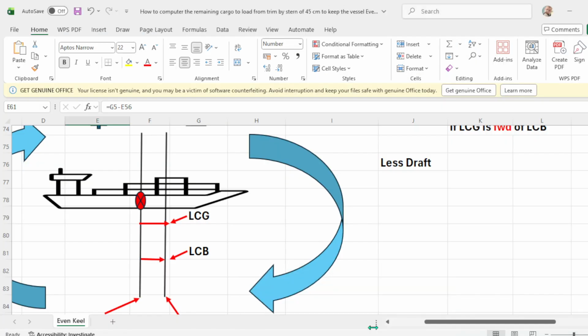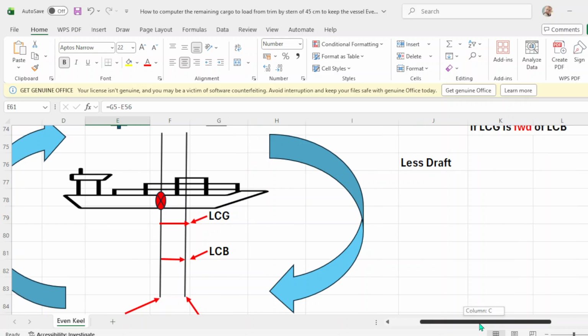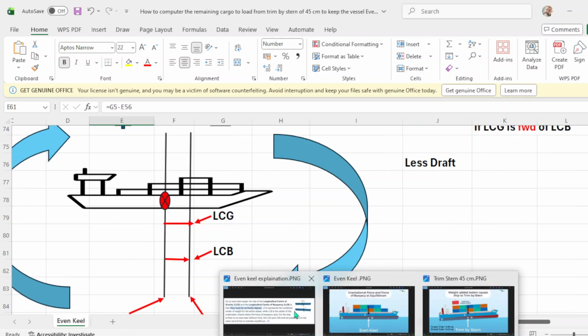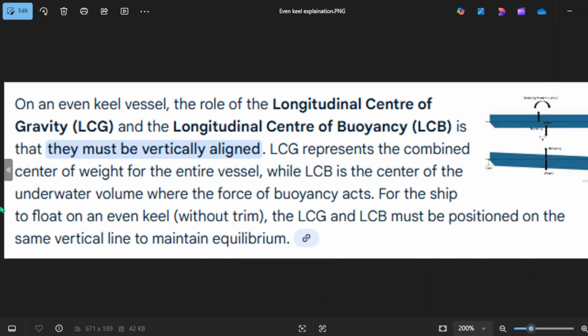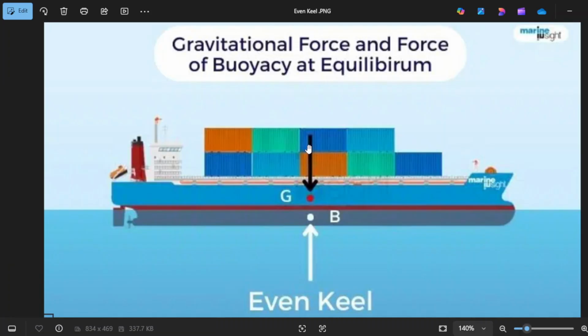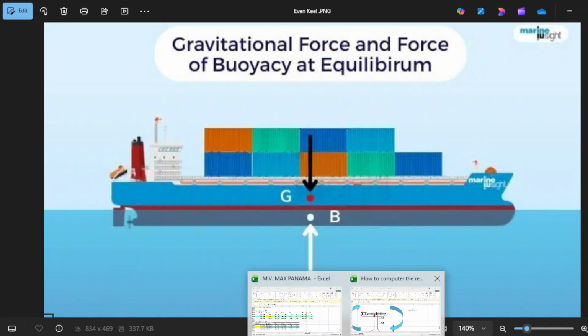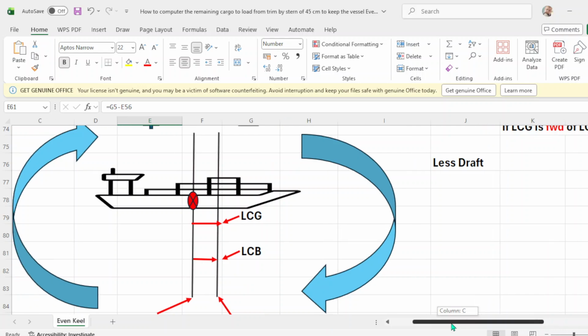And go back to the figure, back to the explanation. For the ship to float on even keel without trim, meaning no trim or even keel, the LCG and LCB must be positioned on the same vertical line to maintain equilibrium. So they must be in the same position on a vertical line. So there is no trim here because it's even keel. That is what it meant by this explanation. Okay, guys?